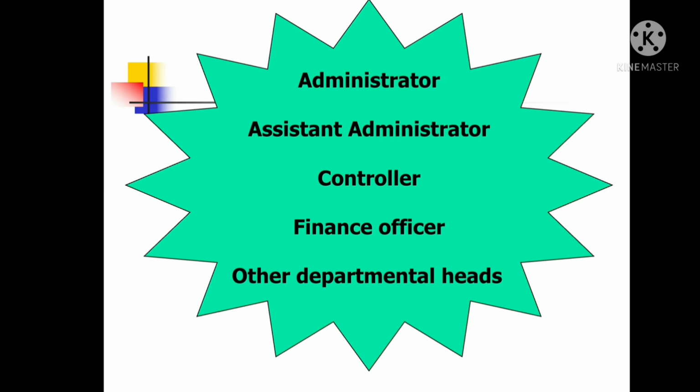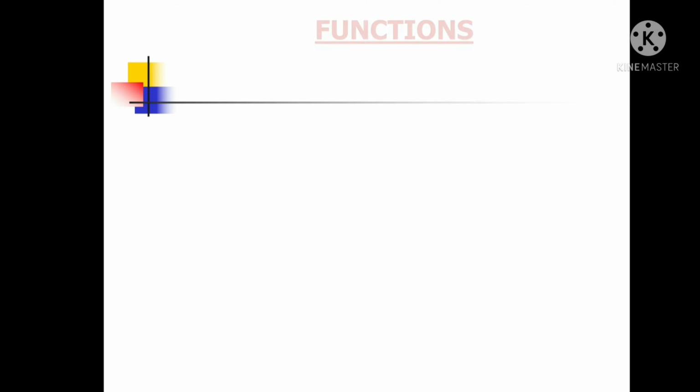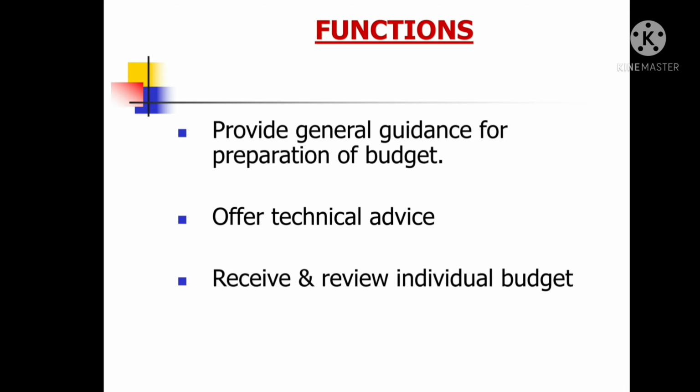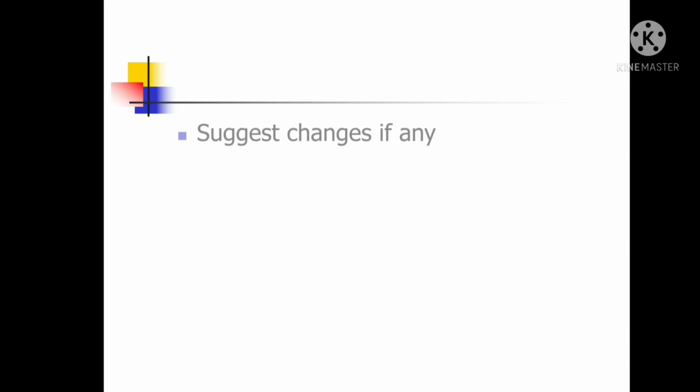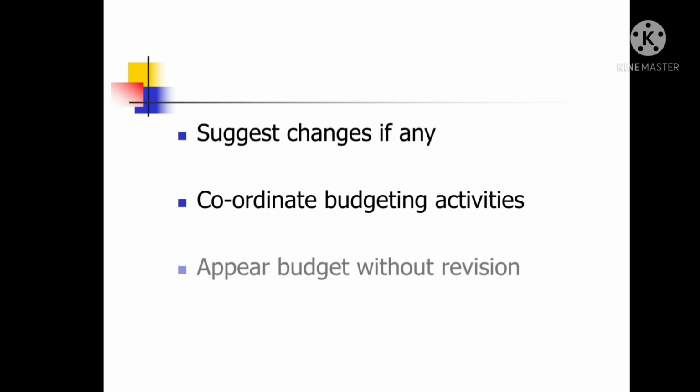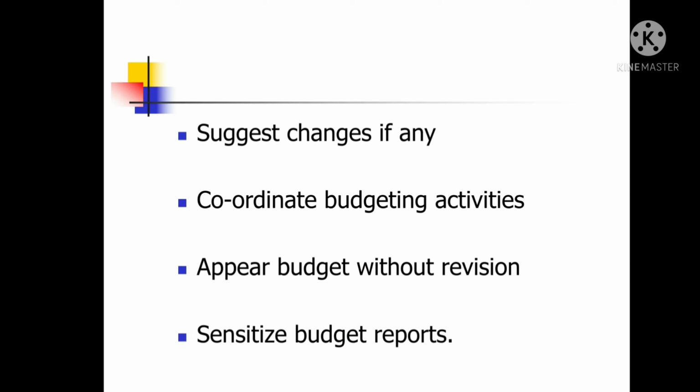Prerequisites. The budget committee, who all are the members? Administrators, assistant administrator, controller, financial officer, and other departmental heads. Then what are the functions of the budget committee? They provide general guidance for the preparation of budget and offer technical advice, receive and review the individual budget, then suggest changes if any, coordinate budgeting activities, approve budget without revision, and then circulate the budget reports.